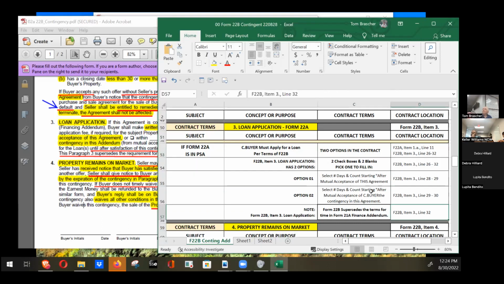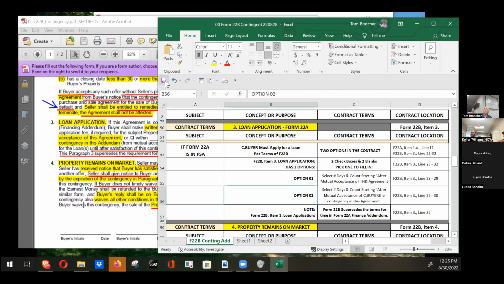Where? It shows 21A instead of 22A, there in the box that's clicked in right now. Form 22B supersedes the terms for, there you go, right there. It says 21 instead of 22. Fixed it. There we go. Awesome. Yeah, and this all makes sense.